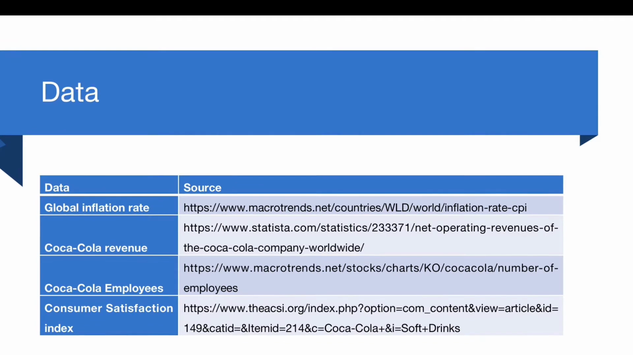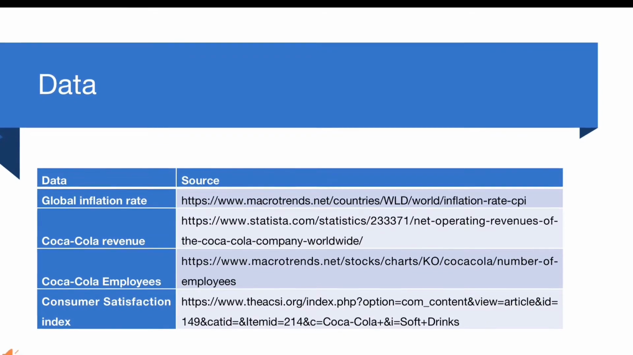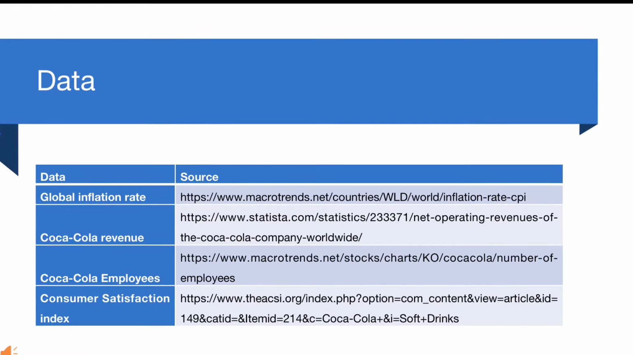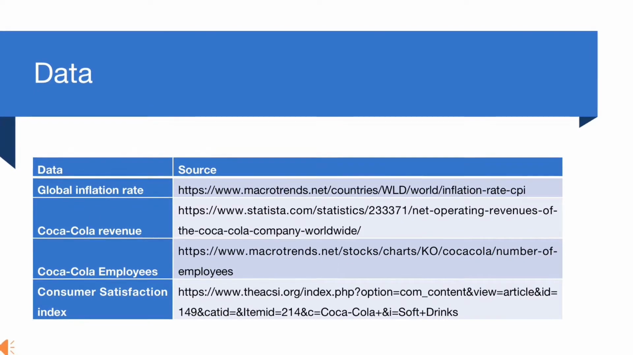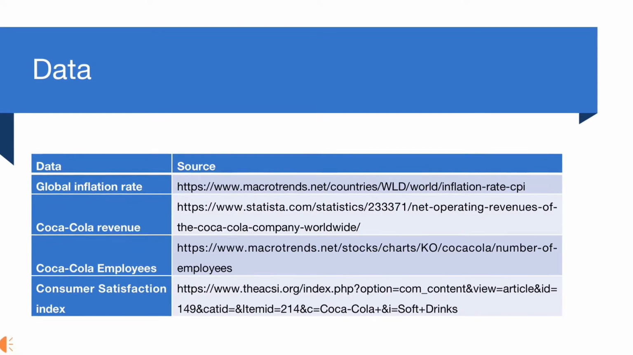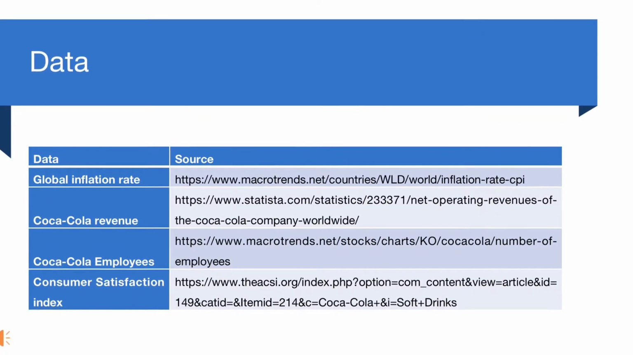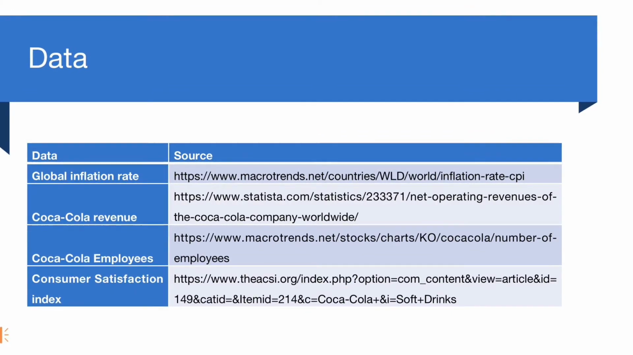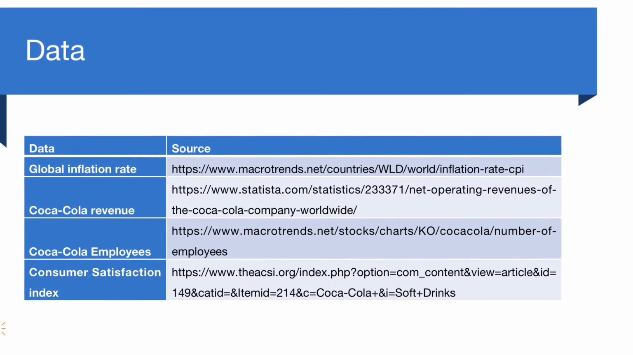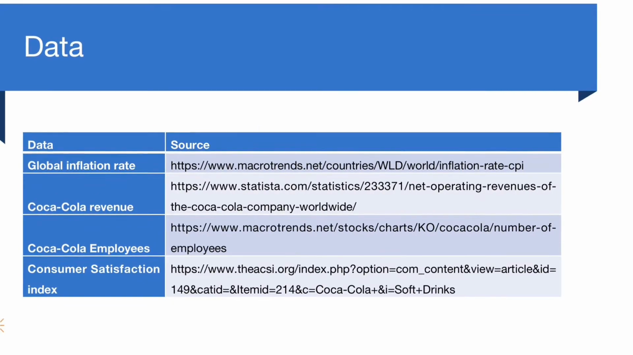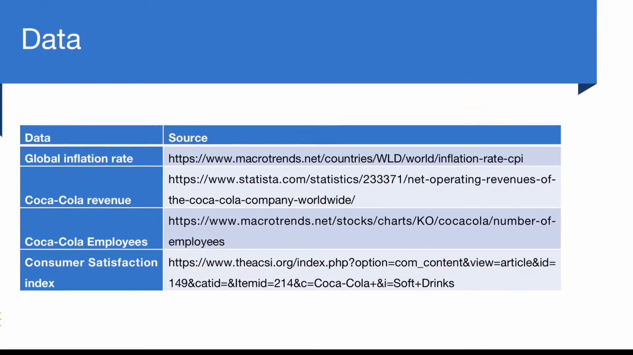We collected 11 observations related to Coca-Cola's revenue, employees, consumer satisfaction index, and global inflation rate. The data relates to the period starting in 2010 and ending in 2020. This study examined the relationship between Coca-Cola's revenue, the dependent variable, and the global inflation rate, consumer satisfaction index, and number of employees. The study uses a multiple linear regression model as there are three independent variables. Since Coca-Cola is a global organization, we assume a 5% significance level for its sales.